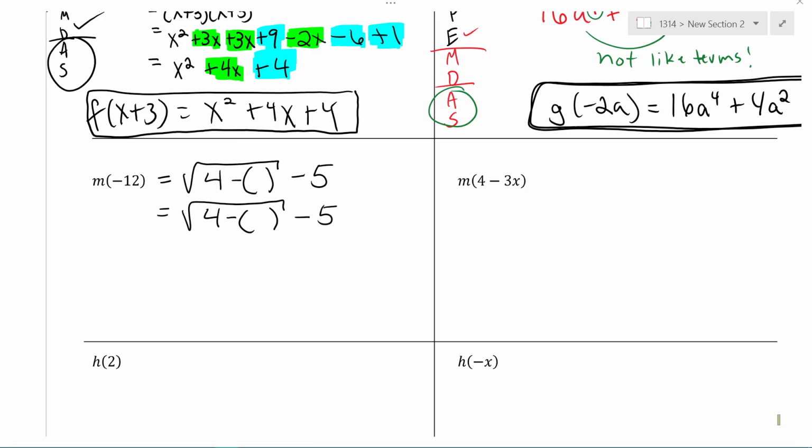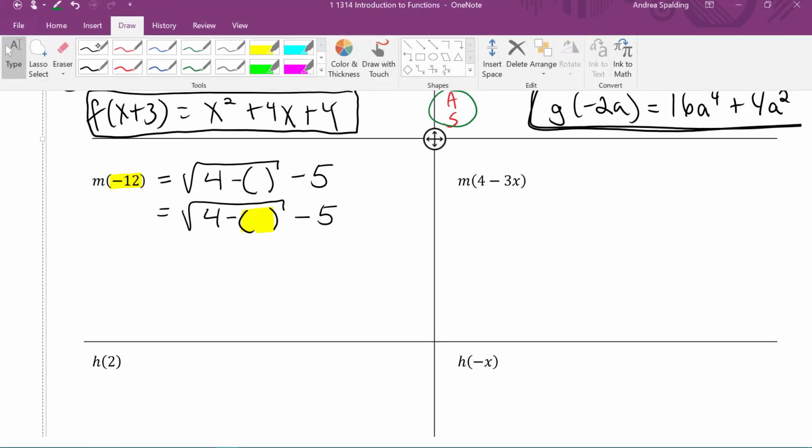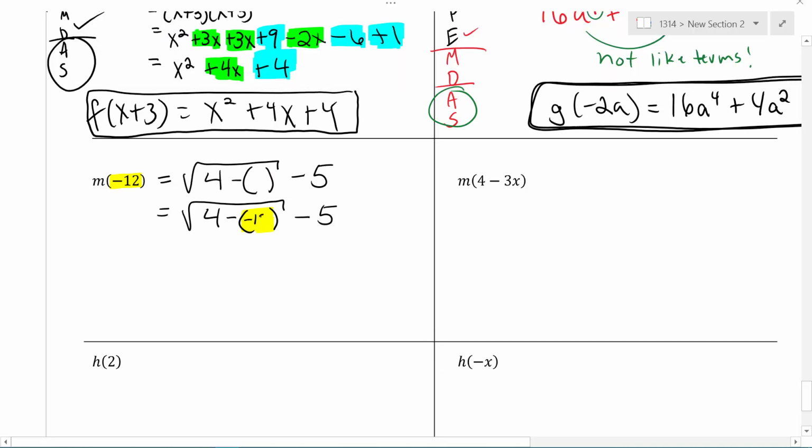Okay, now what do we drop into those parentheses? Whatever's in the parentheses on the left, that's what we're going to drop into the parentheses on the right. So we're going to put in a negative 12. When you have square roots, you have to simplify what's underneath the square root first. So 4 minus a minus 12, well, 2 negatives give us a positive. 4 plus 12 is 16.